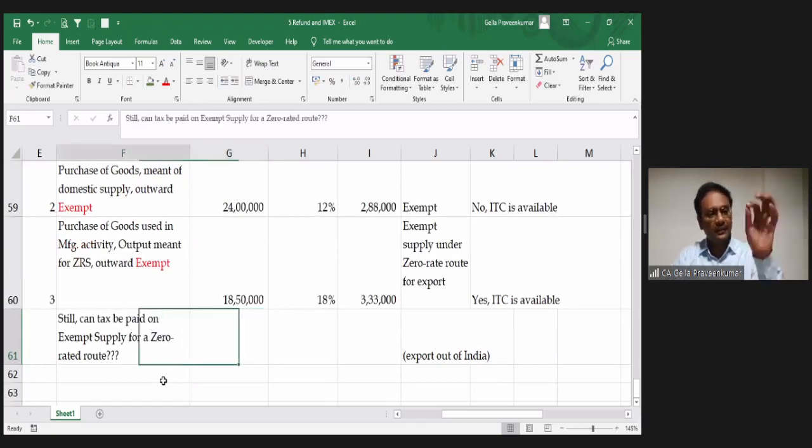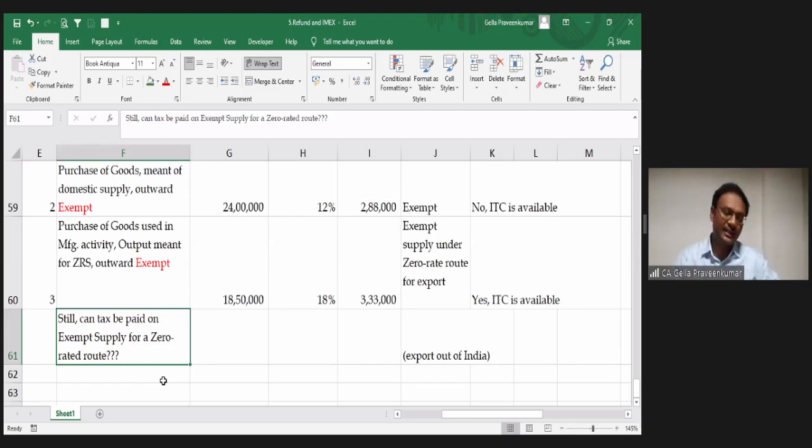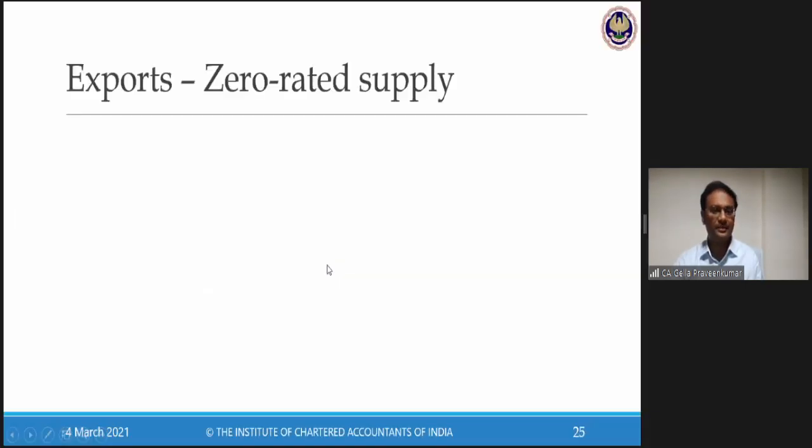Sir, when I have to pay tax, I need to refer to the tariff which is given. As per my tariff, the rate of tax is nil. When I'm making a zero rated supply, can I pay tax? The answer to that question is no. When the tariff rate itself is nil, you cannot pay tax on that when you are making a zero rated supply.